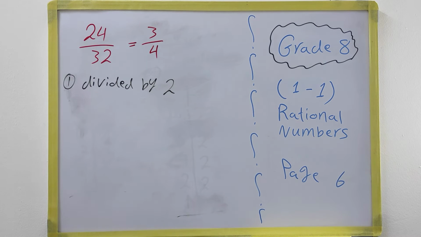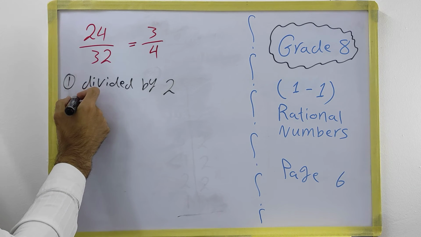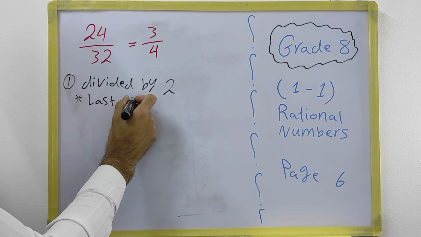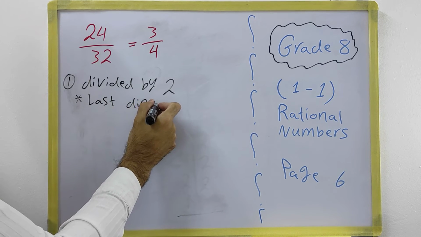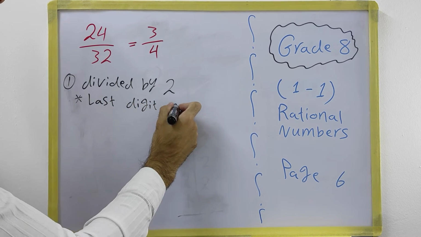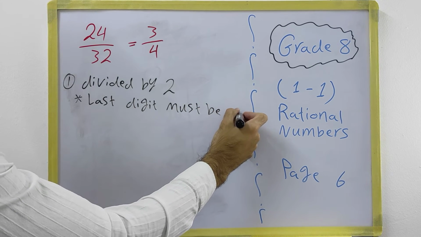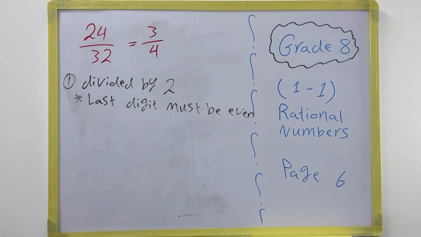To be able to divide by 2, what do we need? The last digit must be even. If the last digit is even, then this number can be divided by 2.